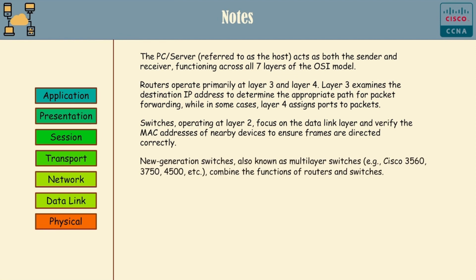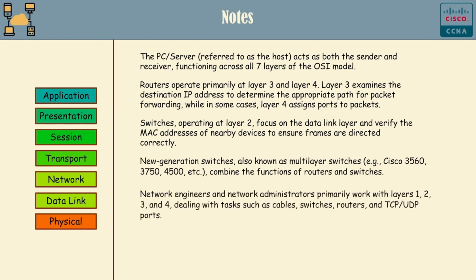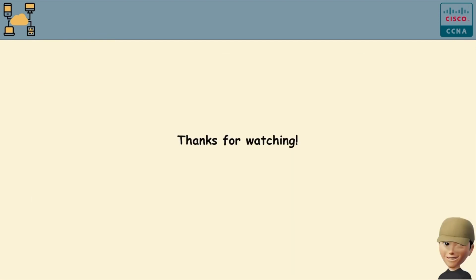New generation switches, also known as multi-layer switches, for example Cisco 3560, 3750, 4500, etc., combine the functions of routers and switches. Network engineers and network administrators primarily work with layers 1, 2, 3, and 4, dealing with tasks such as cables, switches, routers, and TCP/UDP ports. That's all about the basic knowledge of the OSI model.